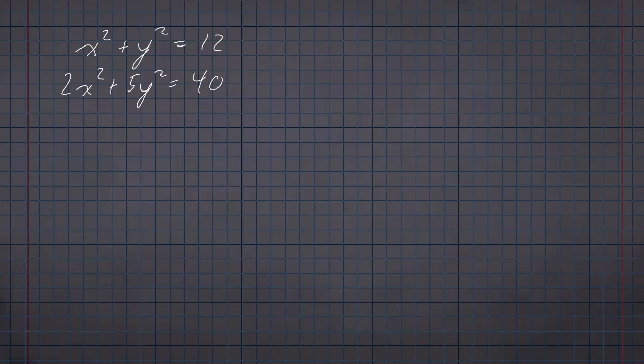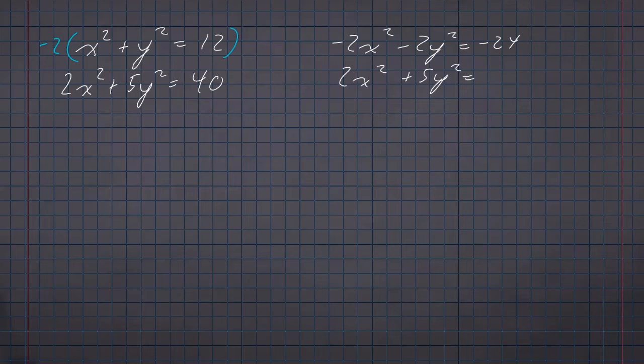Conveniently, the first equation in this system has coefficients of 1 everywhere, so I can just choose whatever I want and set up the elimination fairly straightforward. Let's go ahead and take that first equation and multiply both sides by negative 2. Negative 2x squared minus 2y squared is equal to negative 24. And I'll leave the second equation alone exactly how it is.